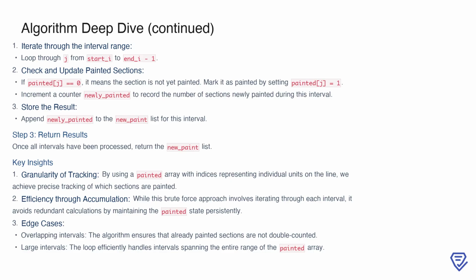during this interval. Once the iteration is complete for the current interval, we append the value of newly_painted to the new_paint list. This ensures that each interval's contribution to the newly painted area is recorded. After processing all intervals, we simply return the new_paint list as the final result. By using the painted array to avoid double counting and the new_paint list to store results incrementally, this approach effectively handles overlapping intervals and ensures accuracy.